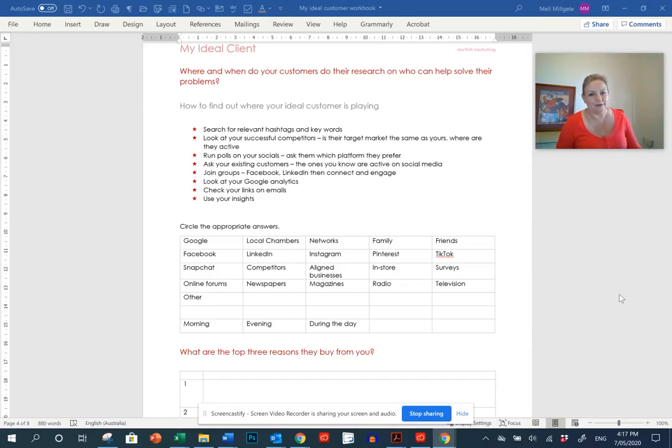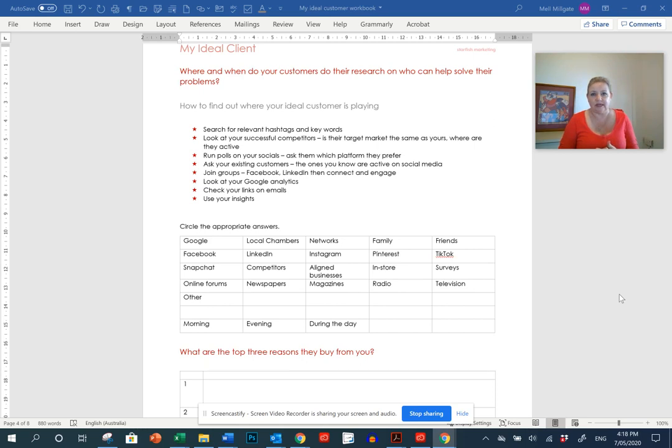Hello and welcome back. We are up to the stage of looking at where your ideal customers, your target market, play. So where do they do their research on who can help solve their problems? Now, there's a number of ways that you can do this.